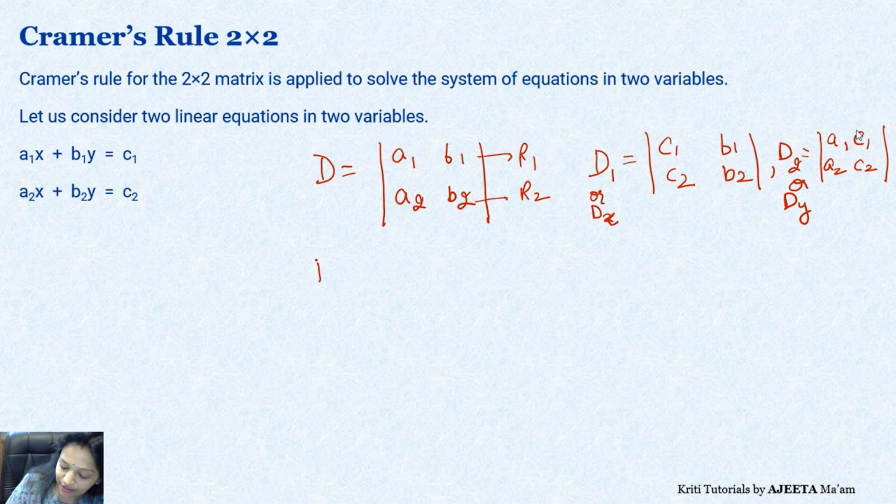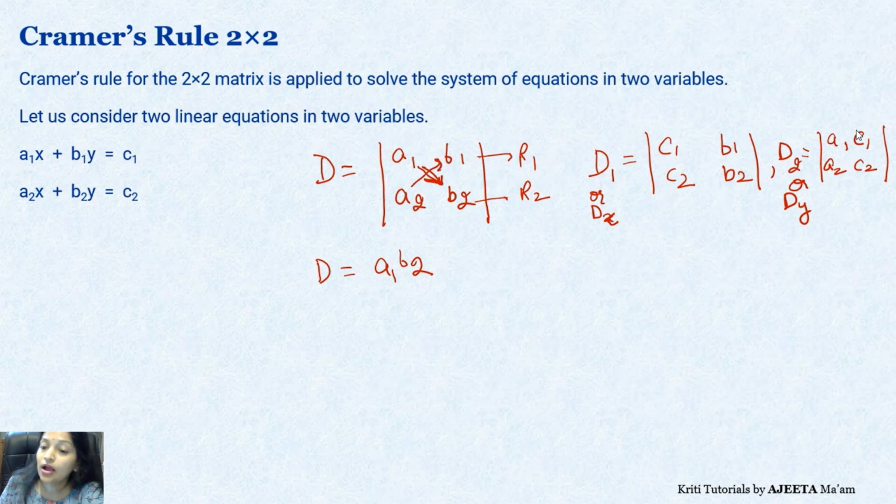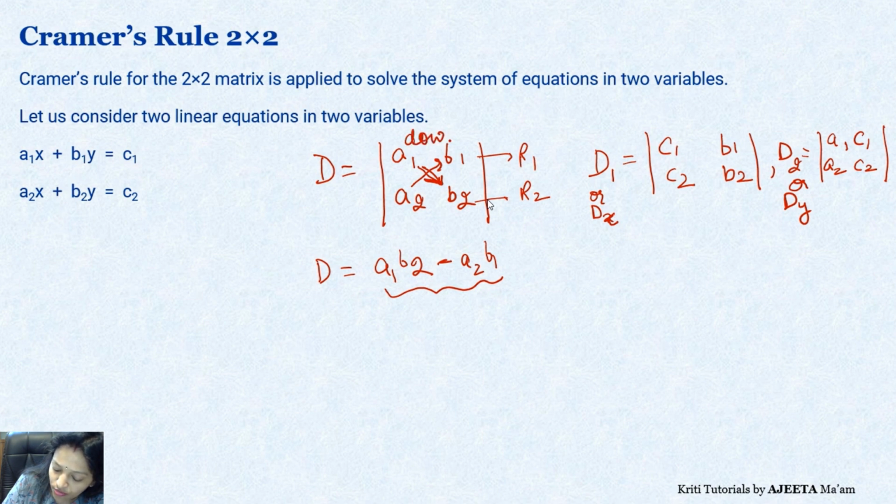Now you have to find D first. For those who don't know how to find the determinant value, let me tell you, it's very simple. It's just cross multiplication. First you have to multiply the numbers in the downward direction. So a1 b2 minus a2 b1. It is nothing but down and up multiplication. First down and then minus up. Down minus up, down minus up. That is what you have to do for 2 by 2, nothing else. Down minus up, cross multiplication.